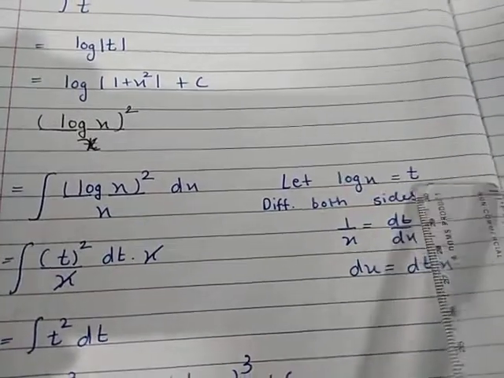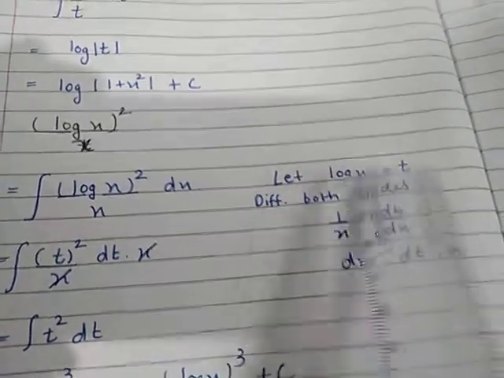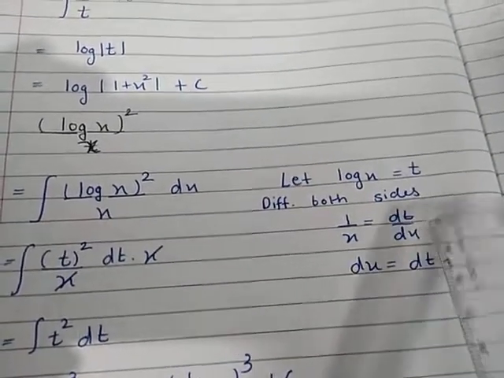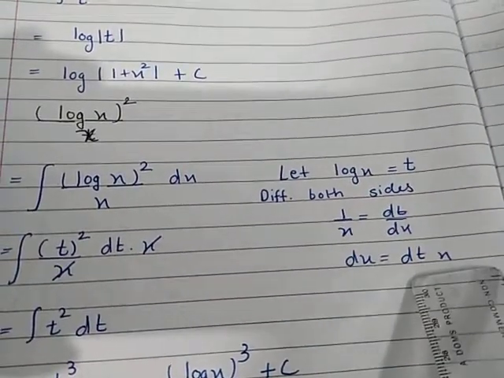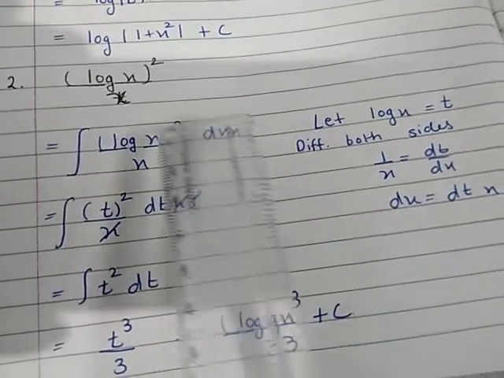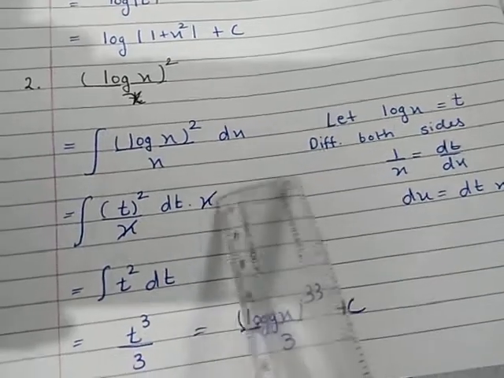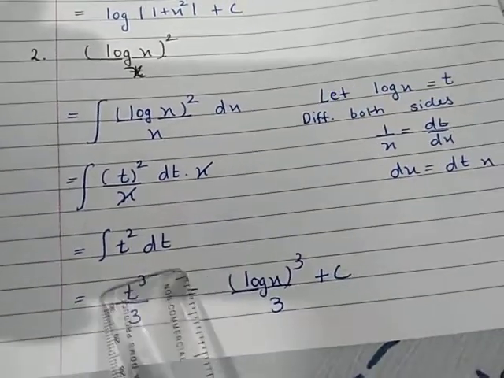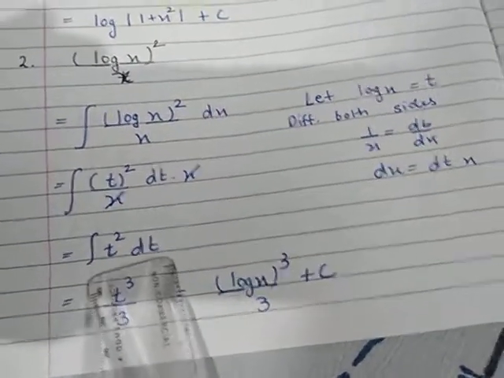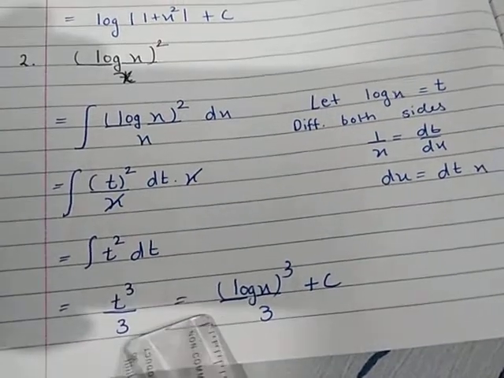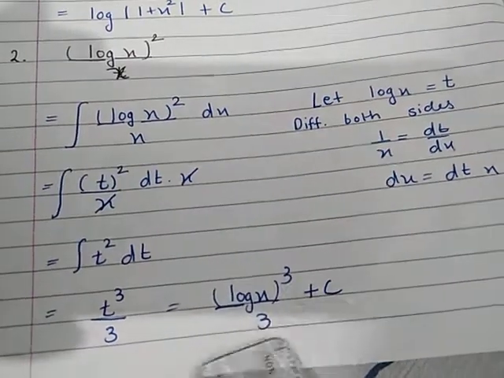So let log x is equals to t. Differentiating both sides with respect to x, 1 by x is equals to dt upon dx. Therefore, dx is equals to x dt. Put the value, log x is t, so t square upon x into dt into x. x and x get cancelled. Here this is integration of t square dt. Integration will be t cube by 3 plus c. In place of t, log x whole cube by 3 plus c.